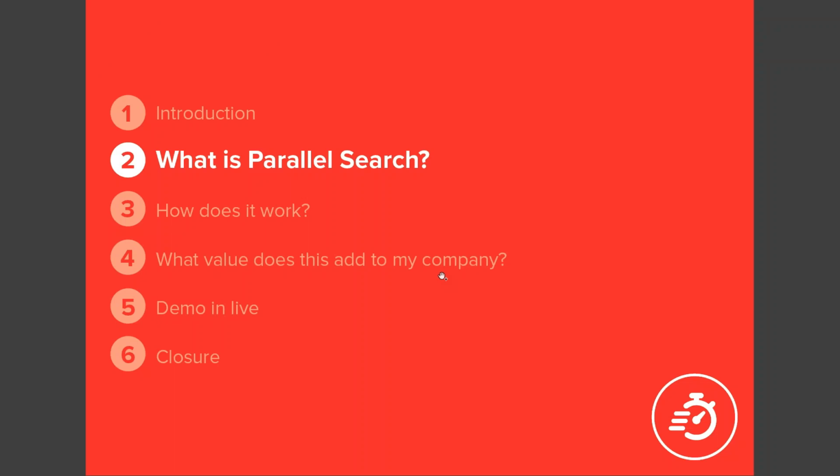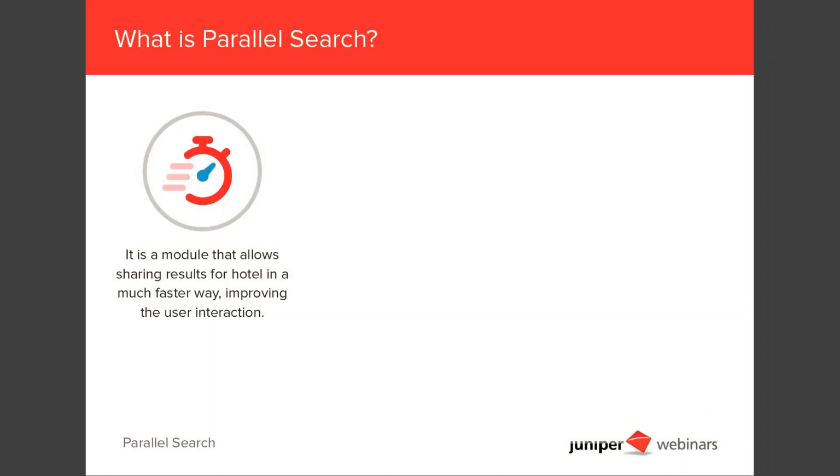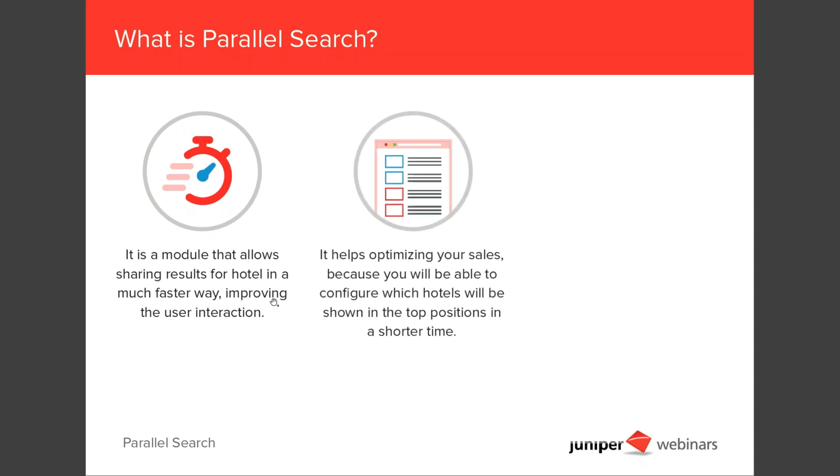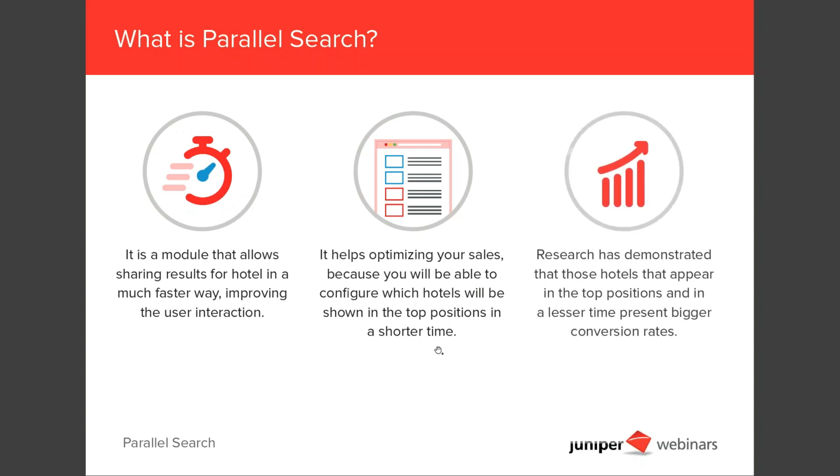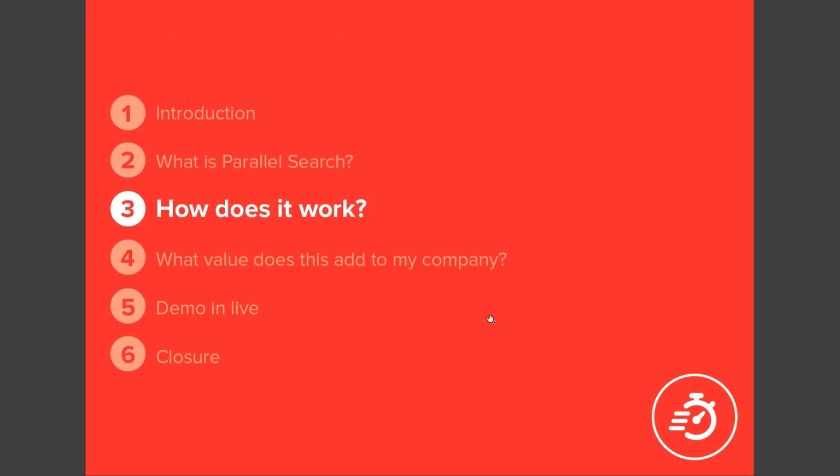But what is parallel search? Here, we have tried to find three definitions that define exactly what this means. Parallel search is a module that allows you showing results of hotel in a much faster way, improving the interaction that you have with your users. Also, it's a module that can help you to optimize yourselves, as you will be able to configure what hotels will be shown in the first places in a faster way. And given that, as many studies seem to point out, the hotels that are displayed in the first position have larger conversion rates.